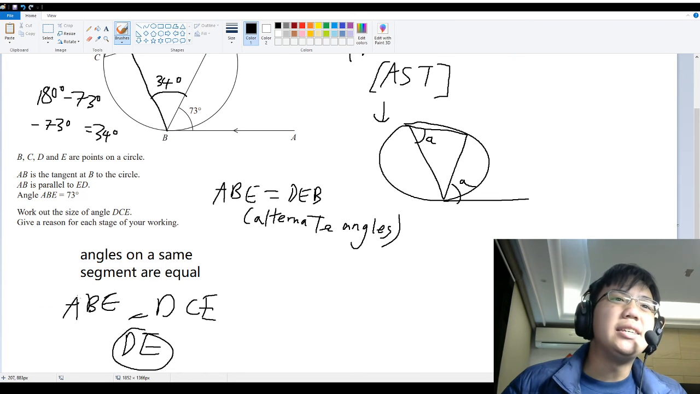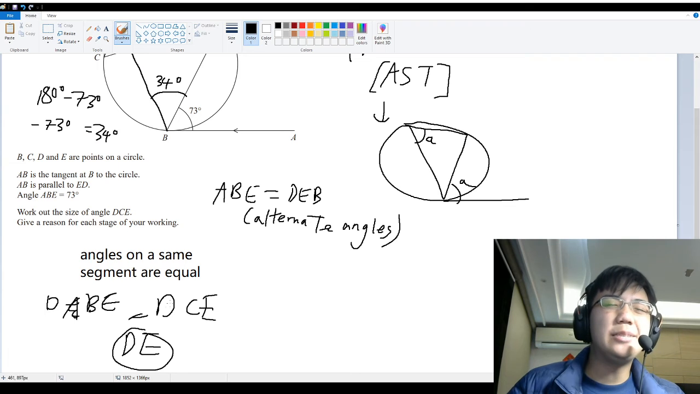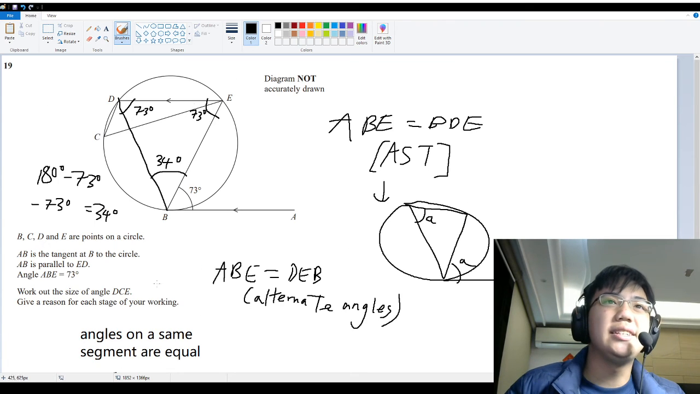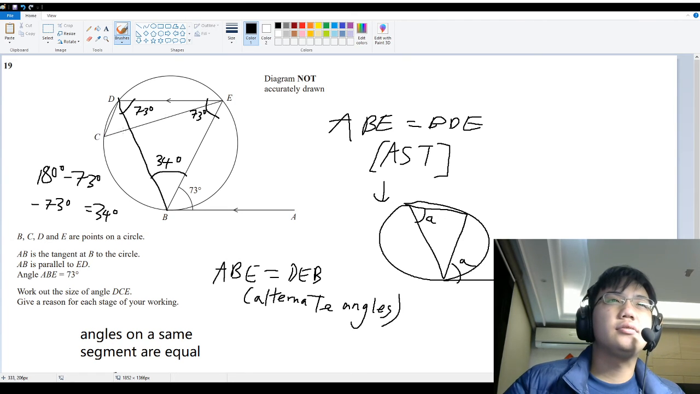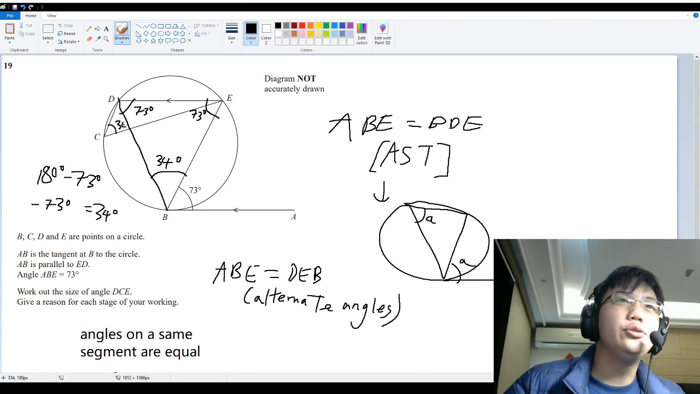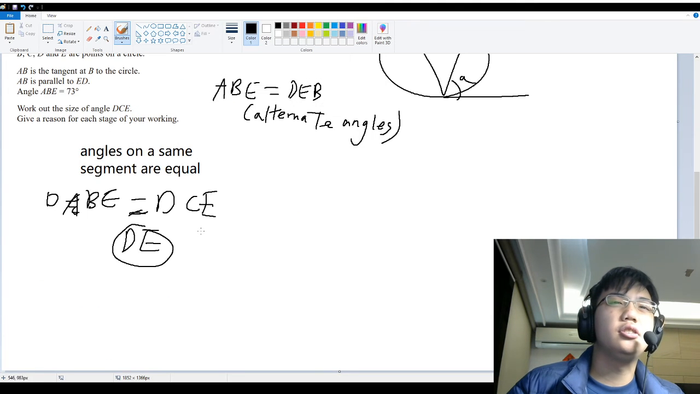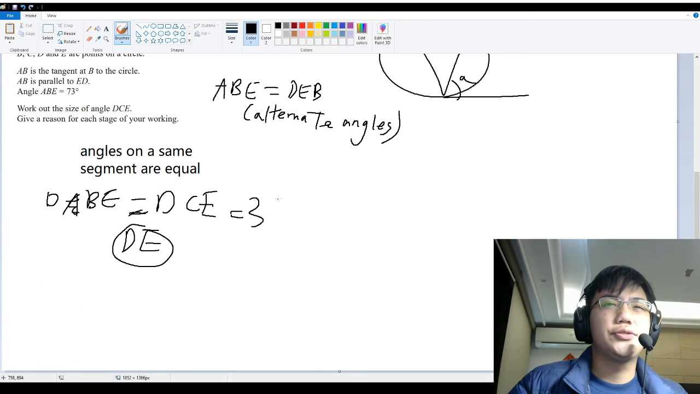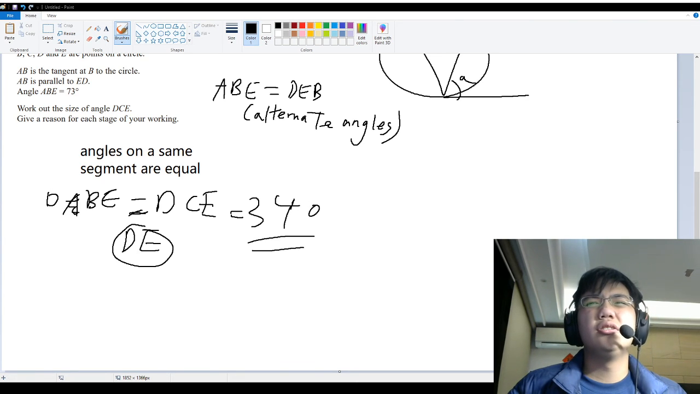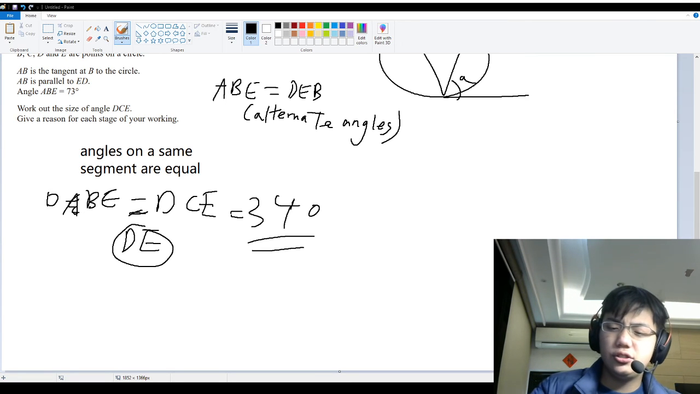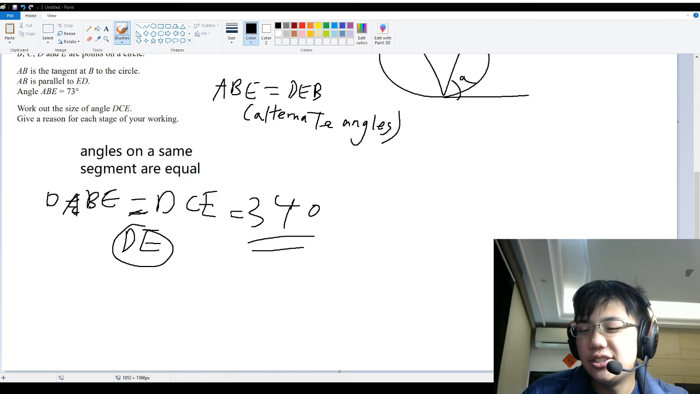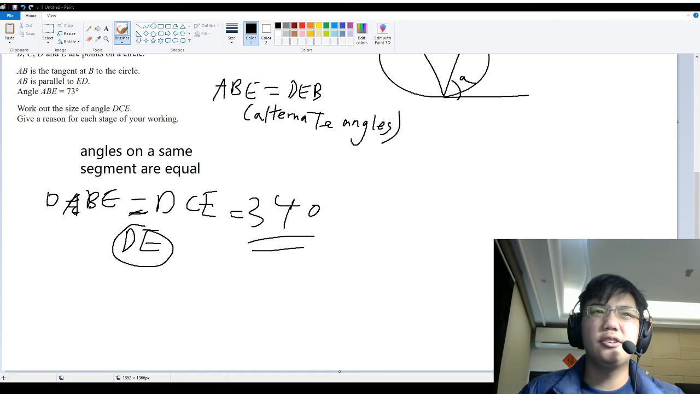Not AB, DBE. DBE and DCE are equal because they both stem from the segment DE. And as a result, angle DCE equals 34 degrees, which gives us the answer to this question. Sorry if this one was a bit confusing. Circle rules are not as easy to explain. And on to the next question.